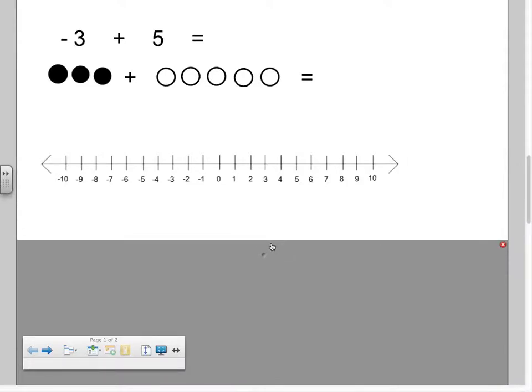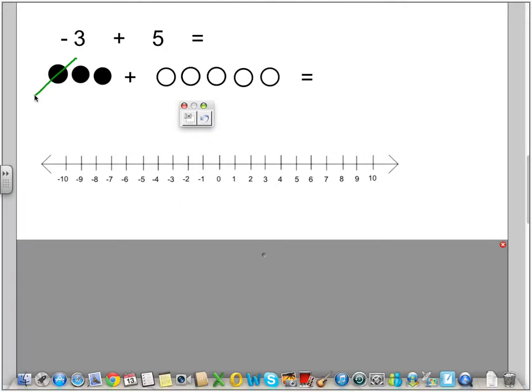So I have negative 3 counters and positive 5 counters. I'll change color now. This one and this one will cancel, make 0. This one and this one will cancel and make 0. This one and this one will cancel and make 0. And what do I have left? Positive 2. If I use a number line, I start at negative 3 and I add positive 5, which means I'm going to move in this direction, 5. 1, 2, 3, 4, 5, bringing me to positive 2.